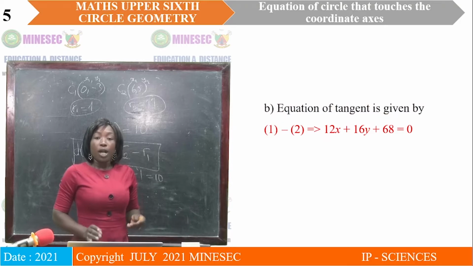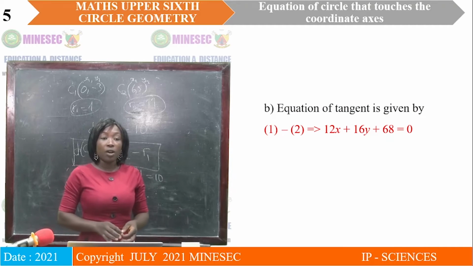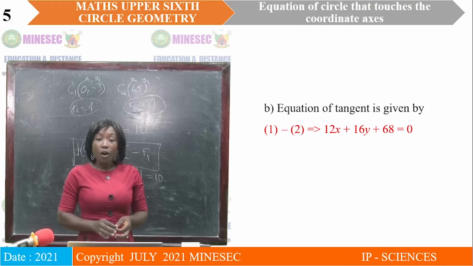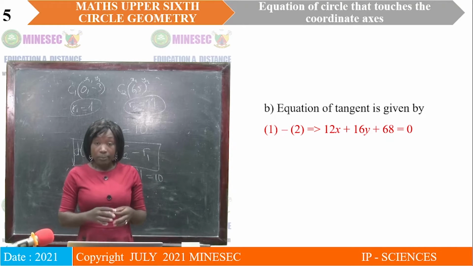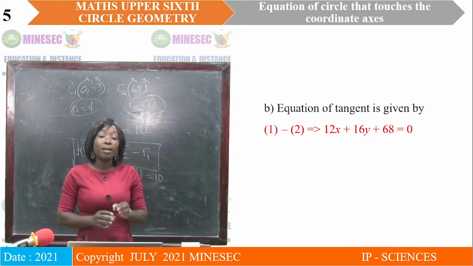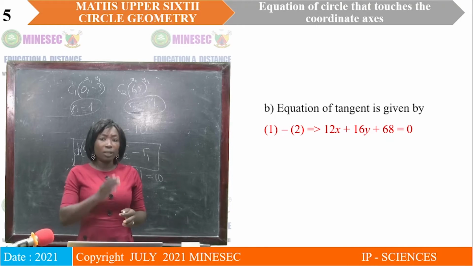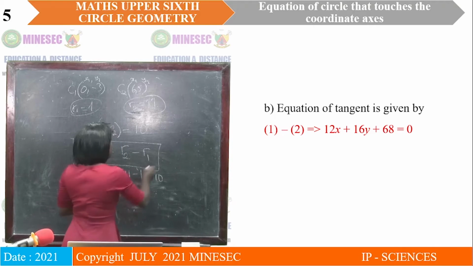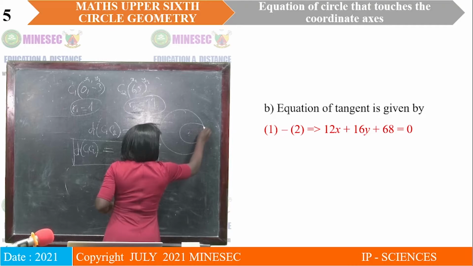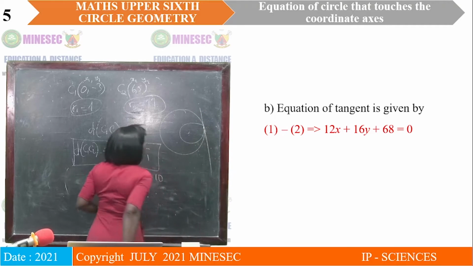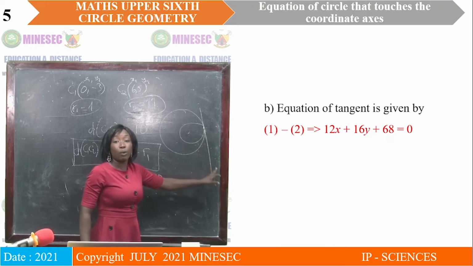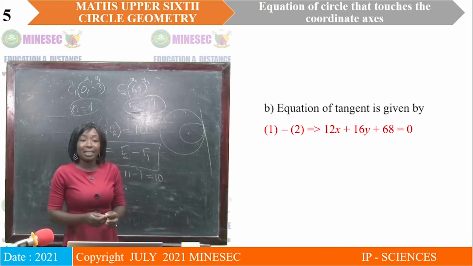Now, the next part of the question says, write the equation of the tangent. Okay, that is the line that passes through the point where they meet, because it's one line. If they meet at one point, it means we have a line that passes there. That line is tangential to both circles. So we should look for the equation of that line that is a tangent.